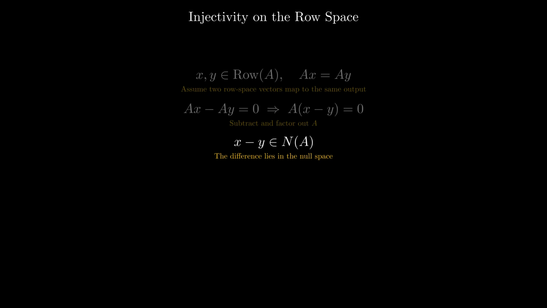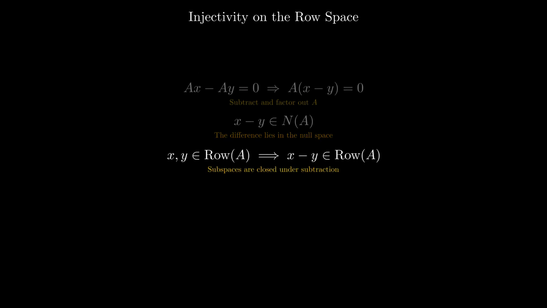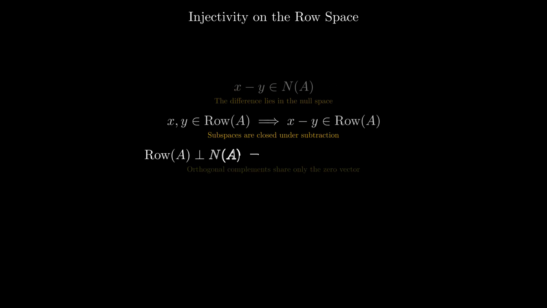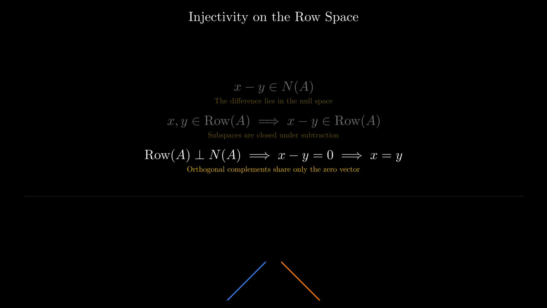But remember, x and y are both in the row space, and the subspaces are closed under subtraction. So x minus y must also live in the row space. Now here's the key fact. The row space and the null space are orthogonal complements.